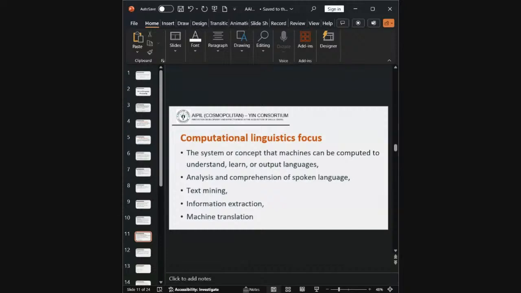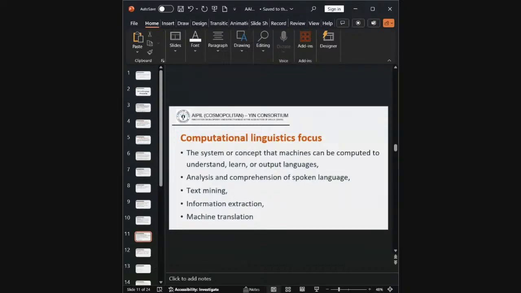So let's see what we are focusing on here when we talk about computational linguistics focus. Number one, the system or concept that machines can be computed to understand, learn, or output languages. You see, that's our number one focus as far as computational linguistics is concerned.